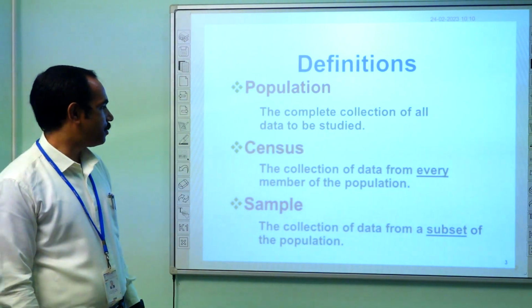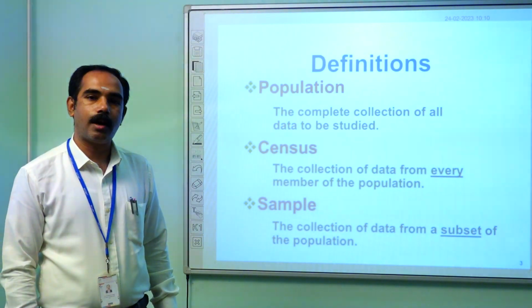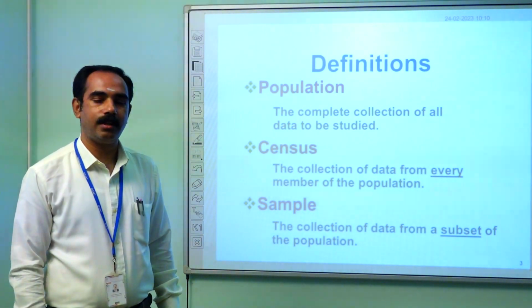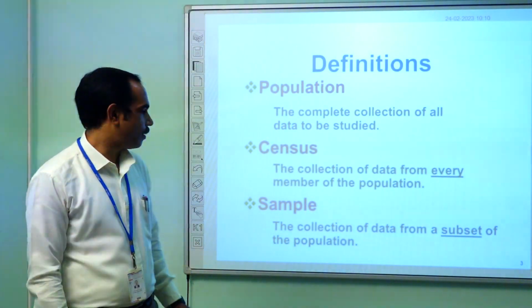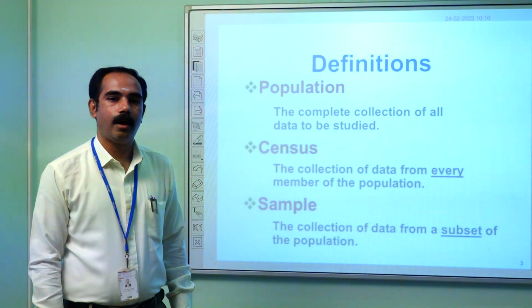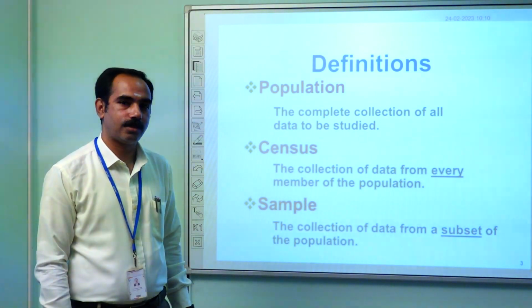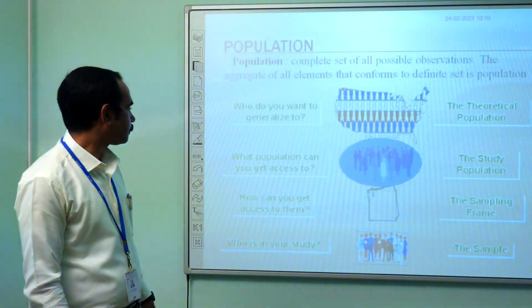And census. Whenever in research we are completely considering the whole population for our study, we call that a census. And sampling is a part of your population. So this is about population, census and sampling.